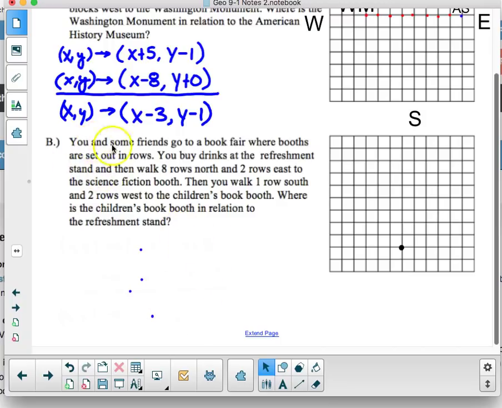Okay, you and some friends go to a book fair where booths are set up in rows. You buy a drink at the refreshment stand. So you got RS.